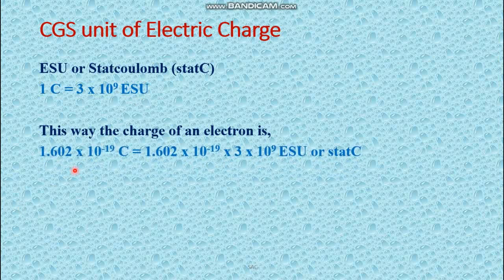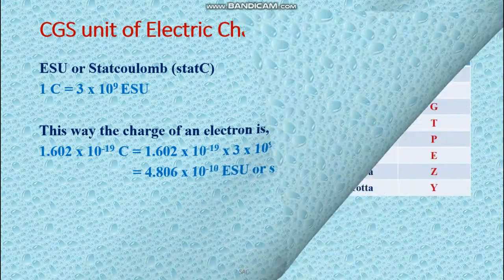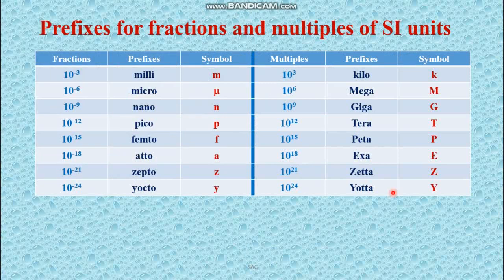Okay, this way the charge of an electron is what? We know in SI unit the charge of an electron is 1.602 into 10 to the minus 19 coulomb, but in the CGS unit this should be multiplied by 3 into 10 to the power 9. Then it becomes ESU or stat coulomb, that is 4.806, or in short 4.8 into 10 to the minus 10 ESU.